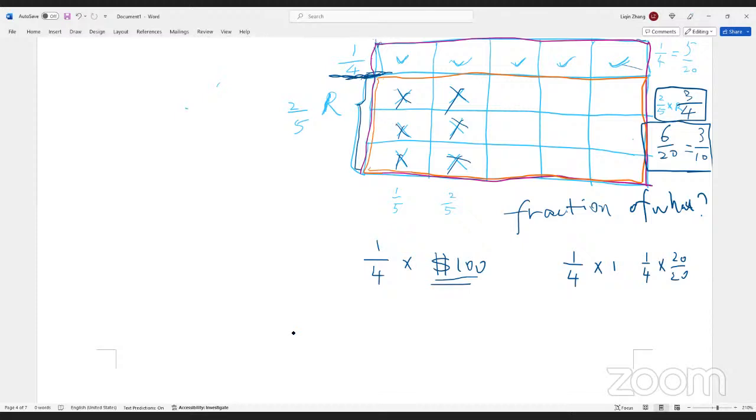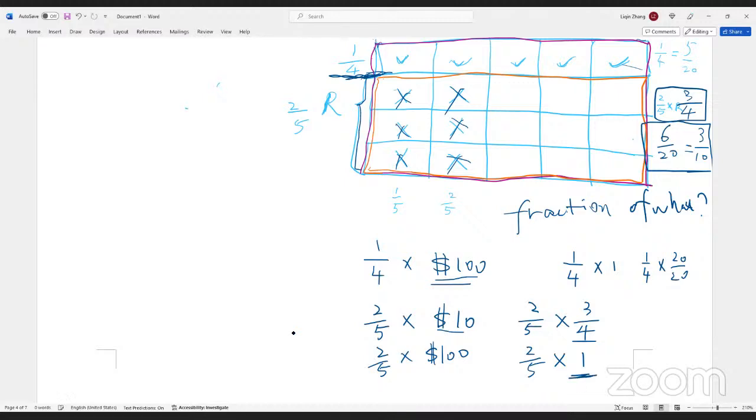It's the same. And when we say 2 out of 5 of the remainder, for example, if we suppose the remainder is $10, it's totally different from 2 out of 5 of $100. Here, we can also use a fraction to express the remainder. It can be $10, it can be 3 out of 4. So that's the difference from 2 out of 5 of the original money, the original base. So what we need to know is the fraction of what.